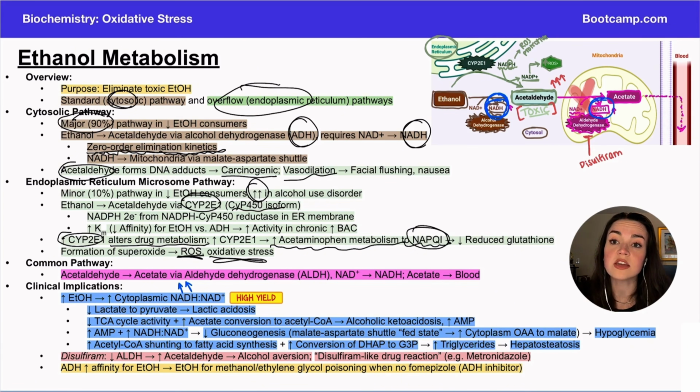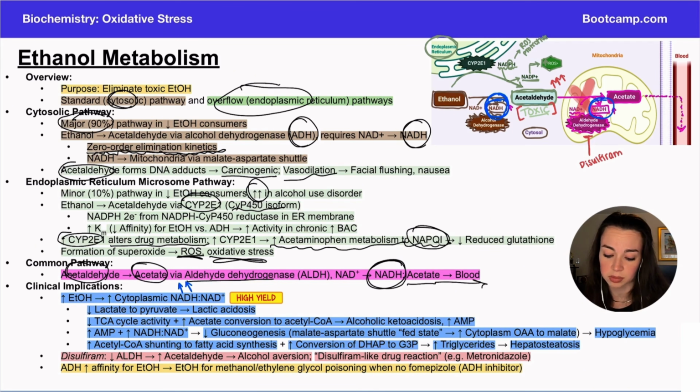So once we had used either of those two pathways to form acetaldehyde, we turned that acetaldehyde into acetate via aldehyde dehydrogenase. This was another reaction that produced NADH. Then that acetate could go out into the blood. NADH shuts down a whole bunch of processes. It helps to explain why you see some of the clinical features of prolonged alcohol consumption.